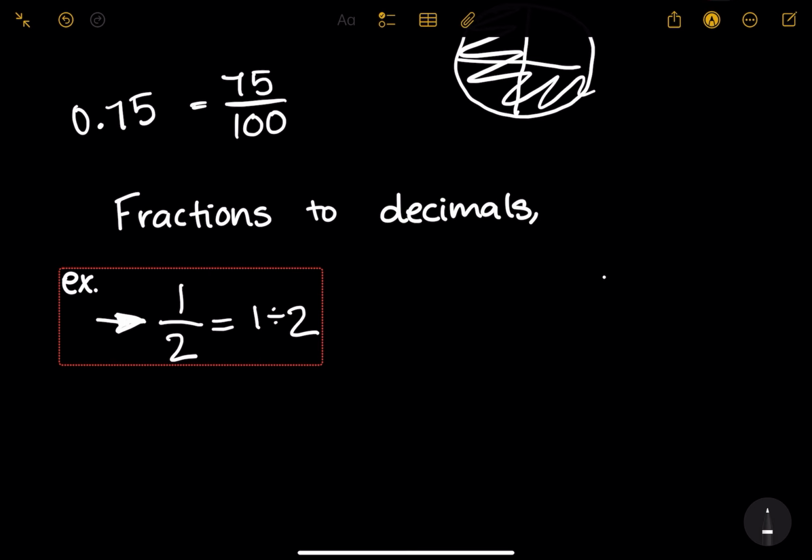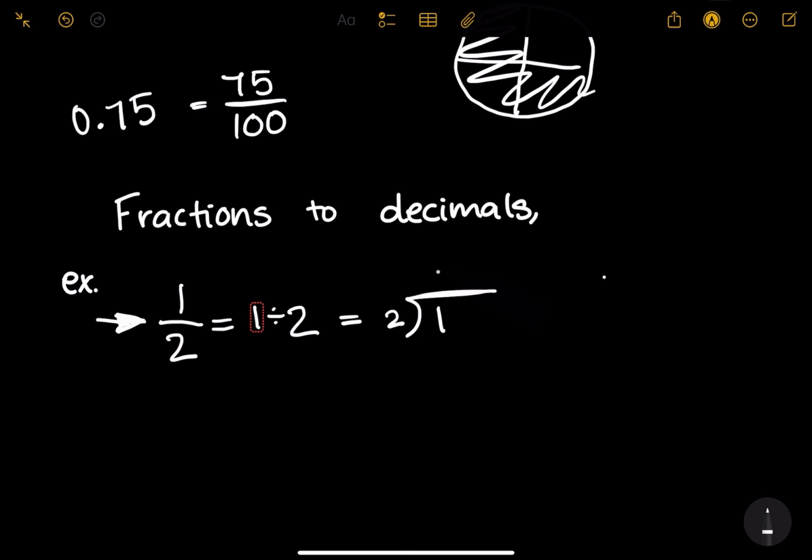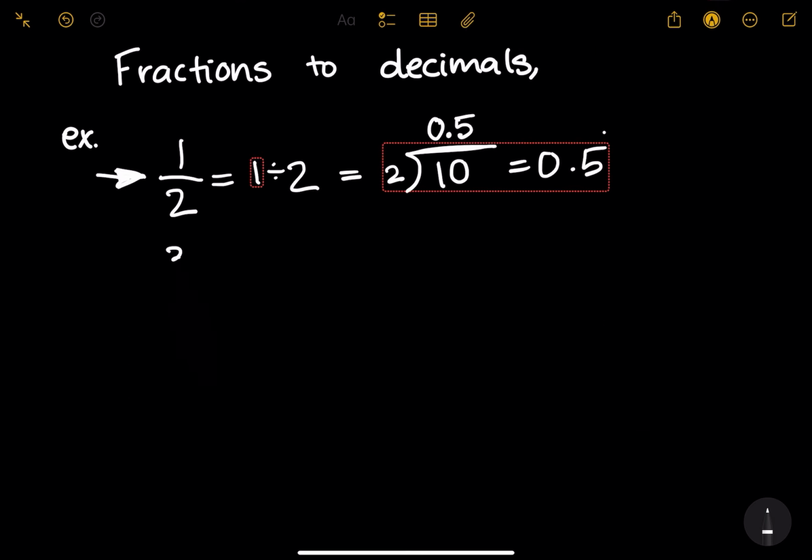When you take 1 divided by 2, if you think about it like long division, 2 times nothing gives us 1. So we put a 0, put a dot, and then we add a 0 here. So 2 times 5 gives us a 10. So this is 0.5. And then 3/4. This is 3 divided by 4, and that is equal to 0.75.